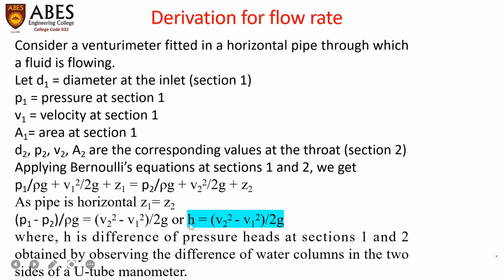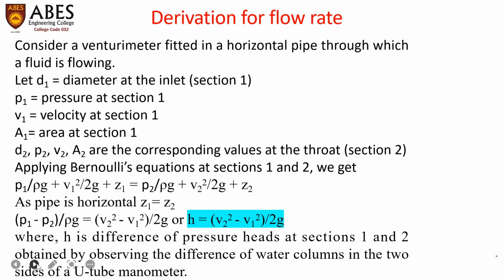Now what is this small h? That is basically the difference of pressure head at sections 1 and 2, obtained by observing the difference of water column in the two sides of a U-tube manometer. So if we have the manometer connected with the Venturimeter, then when we observe the difference of water column at sections 1 and 2, this difference of pressure head is denoted by small h. So here we can write (P1 minus P2) upon rho g as small h, and it is equal to (V2 square minus V1 square) upon 2g. This is the first step of the derivation for the flow rate.